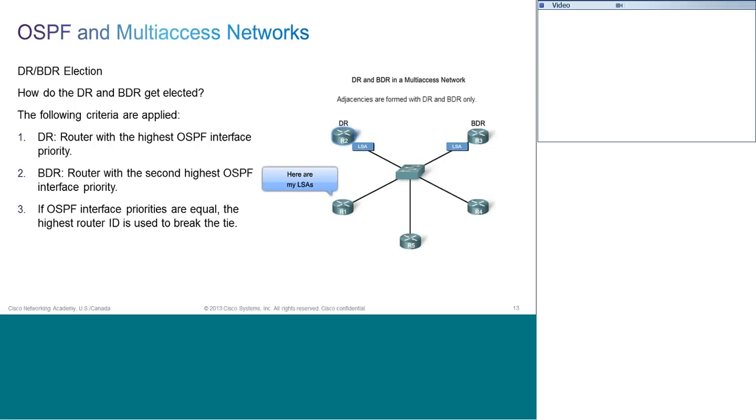The backup designated router would be the second highest OSPF interface priority. If you don't manually change the priorities, what's going to happen? If OSPF interface priorities are equal, the highest router ID is used to break the tie.